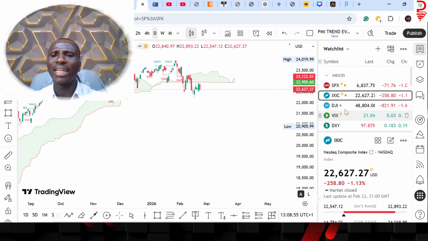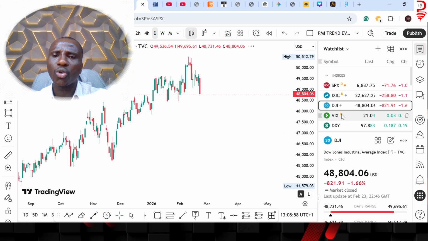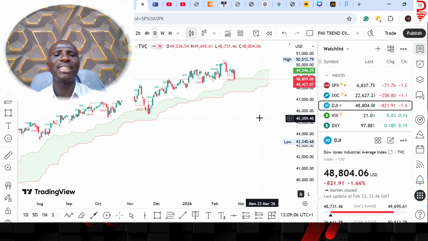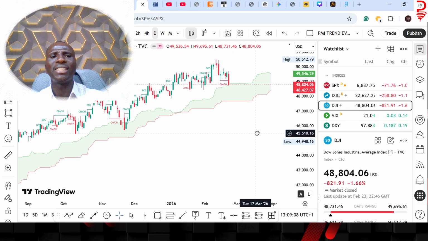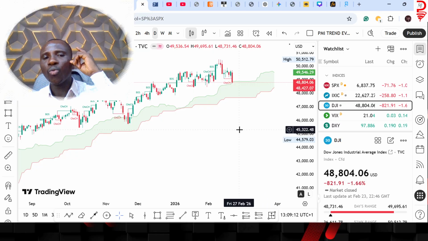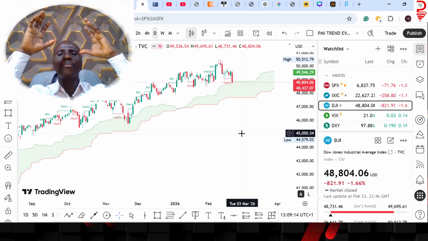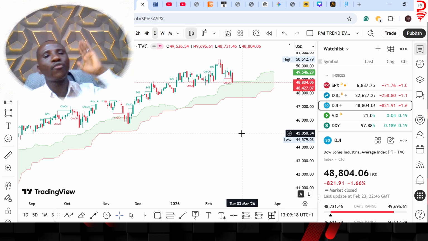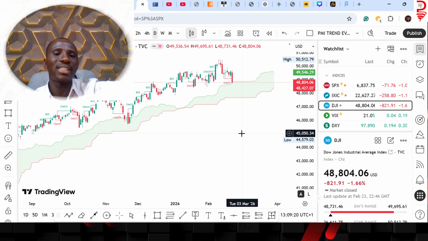Now let's move to the next index. We are now going to confirm what we are going to follow. Are we going to follow the S&P 500 or the Nasdaq Composite Index? The next index that we are going to be focusing on is the Dow Jones Industrial Average Index. Anytime you have 2 of these indices saying the same thing, you want to follow whatever decision you have on them. What do I mean by that?